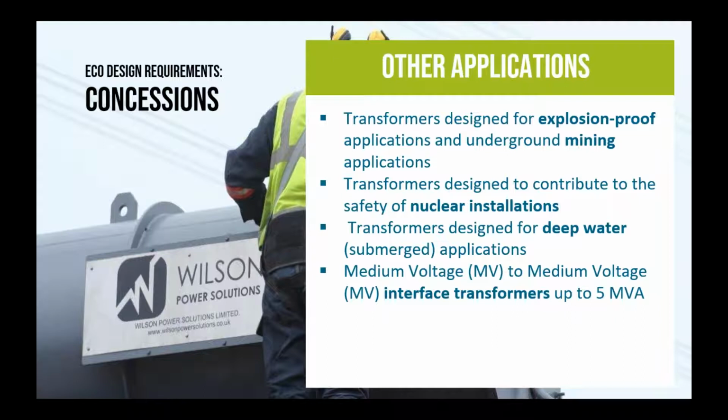interface transformers. These are medium voltage to medium voltage transformers up to 5 MVA. They're used as interface transformers in a network voltage conversion program, and they're usually placed at the junction between two voltage levels of two medium voltage networks that need to be able to cope with an emergency overload. So as I mentioned, these are very specific cases that we might come across or not in the future, but all these applications that I mentioned get concessions. They can be Tier 1, not Tier 2 after the regulation kicks in.